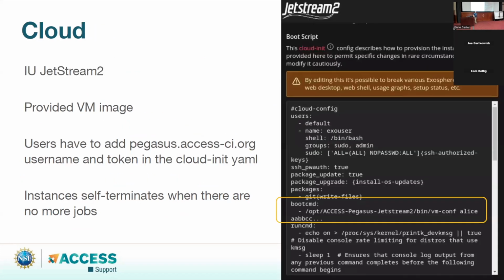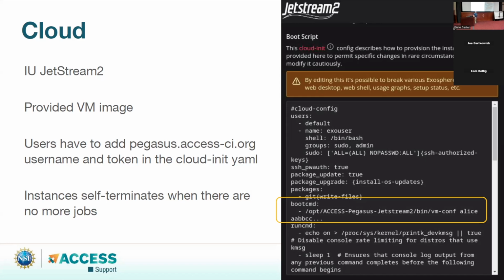If you want to use cloud resources, I'm saying resources, but it's really Jetstream 2, which is the big one that we use. We provide a virtual machine image that acts like a glidein. So you start this VM under your own allocation. The only input to it is a token and a username, and the virtual machine will start up, connect back to ACCESS Pegasus, and when there's no more work, it will automatically shut down. So it acts just like a glidein, but it's a VM.